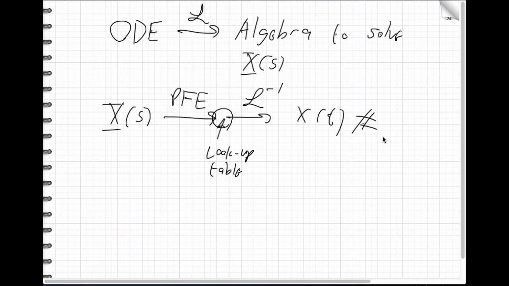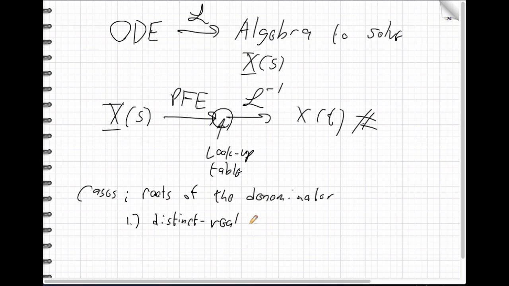Done. We had a few different cases. Specifically, the roots of the denominator mattered. Our first case was distinct real roots, then complex distinct, and of course the final one is repeated.